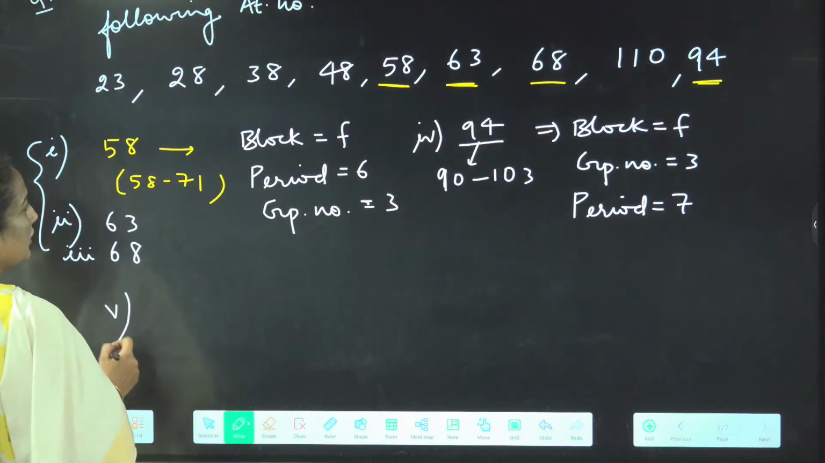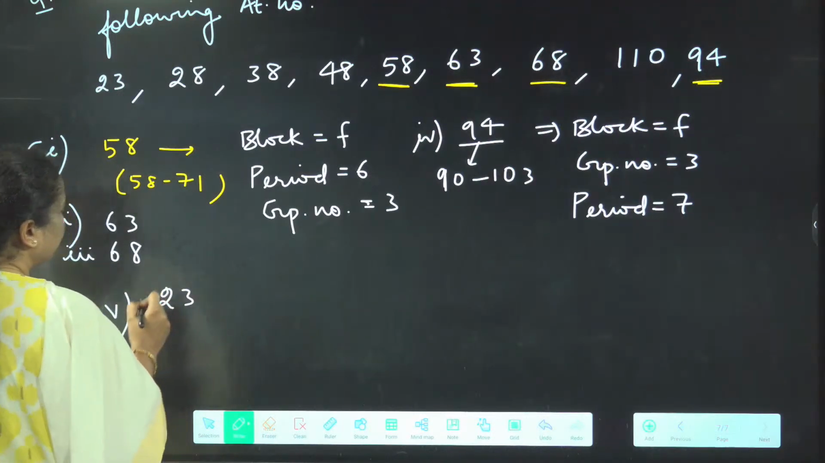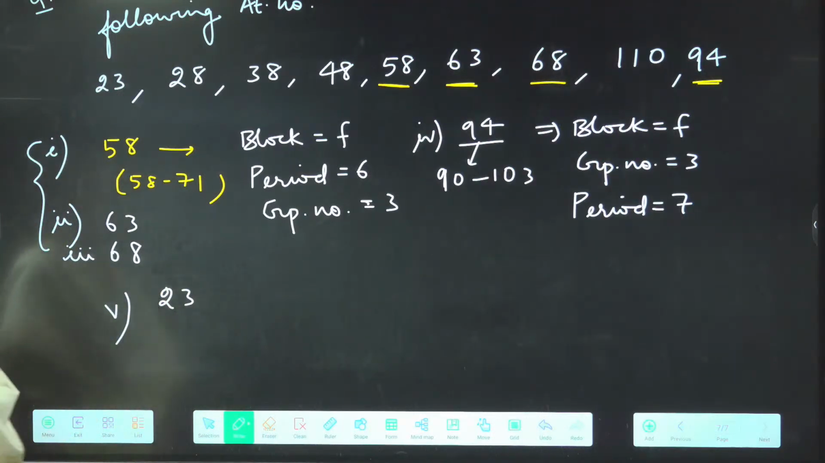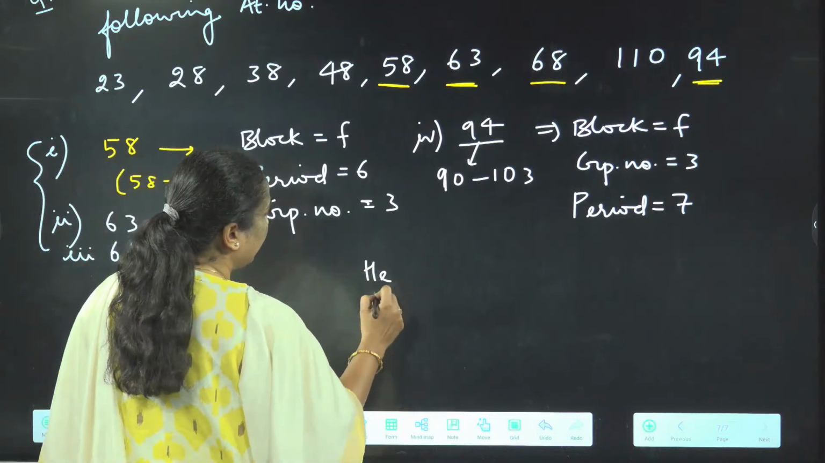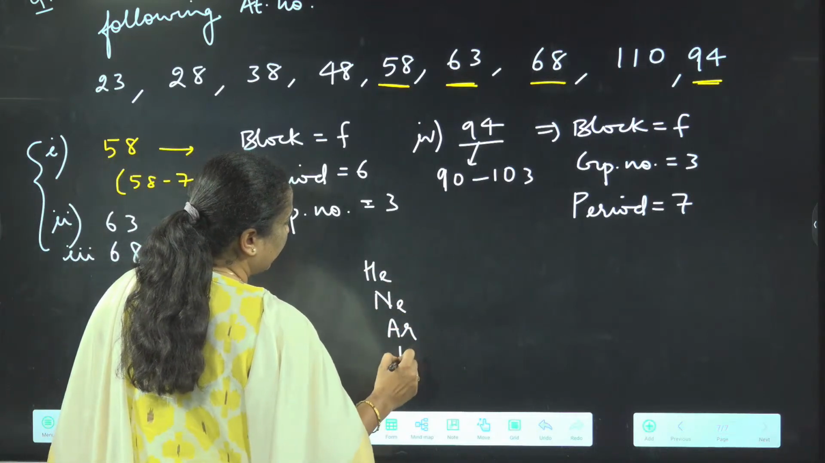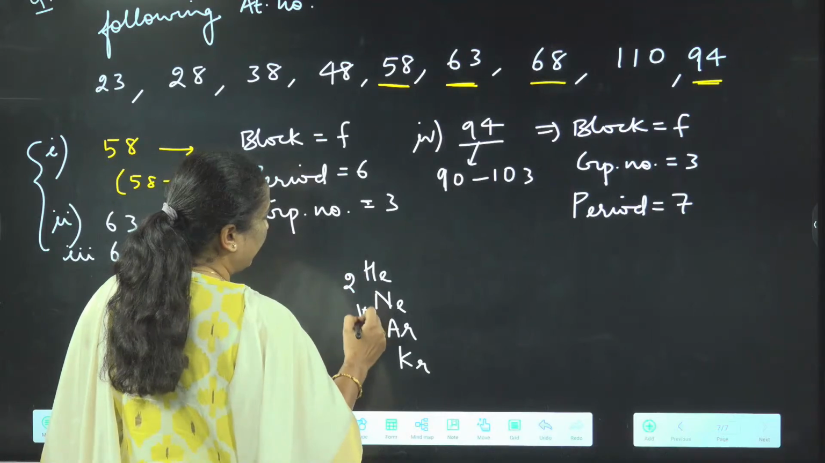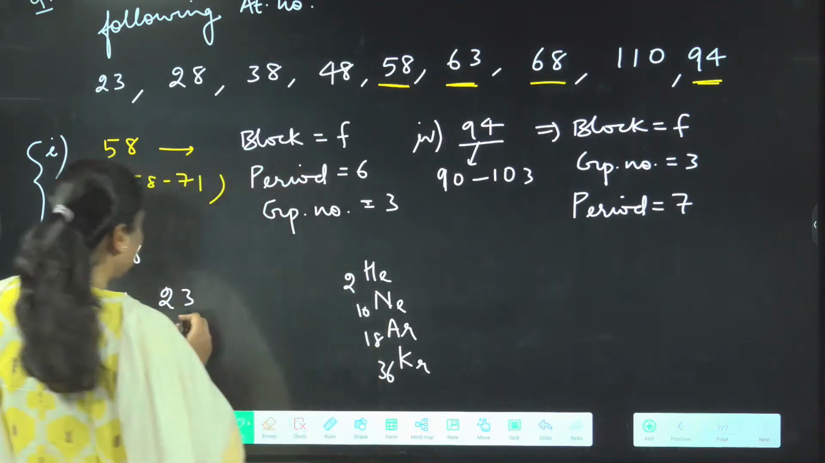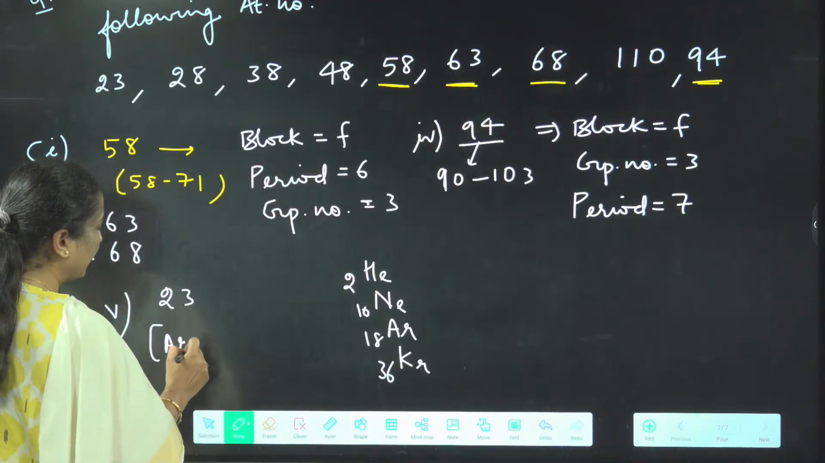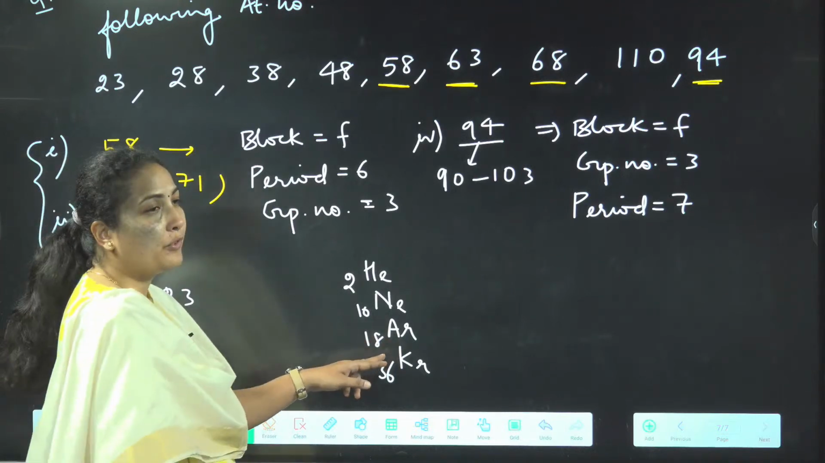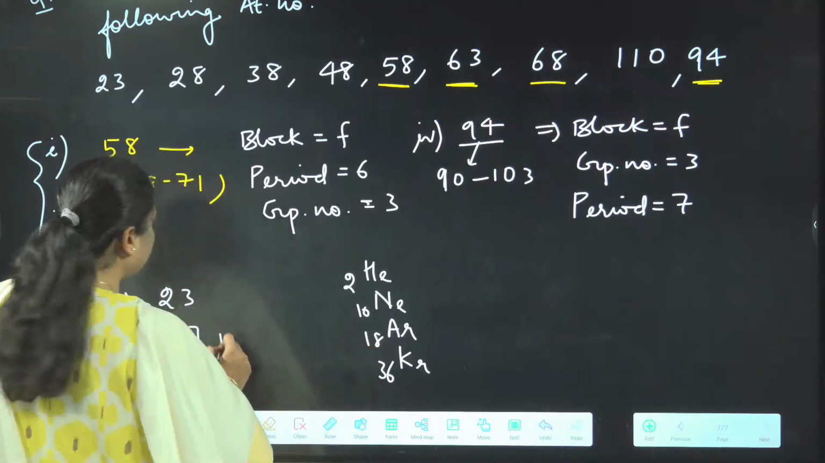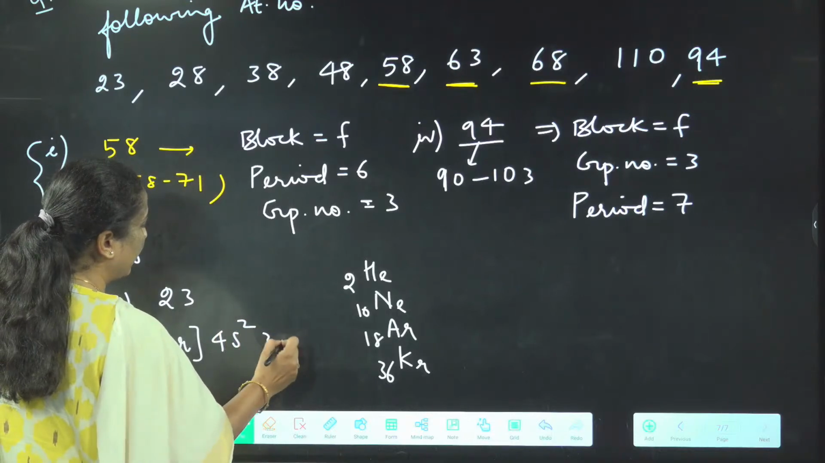Right? Now suppose I want to do it for 23. For 23 you can easily write helium, neon, argon, krypton. So you can write 2, 10, 18 and 36. So basically you can write it in terms of argon. So argon marks the end of which period? Third period. So next it is 4s2 and you are going to write 3d3.